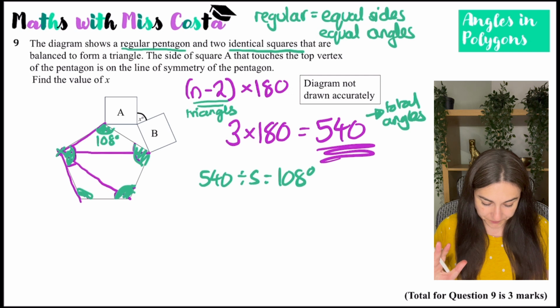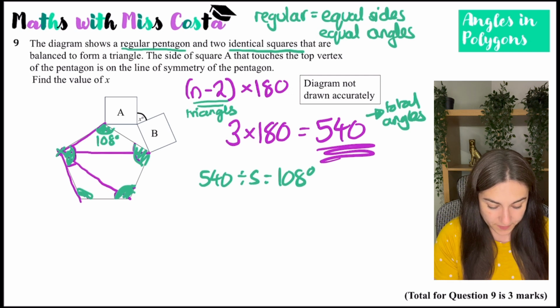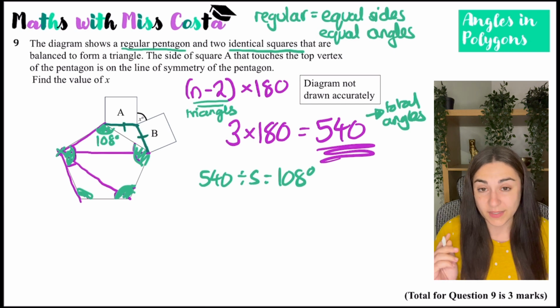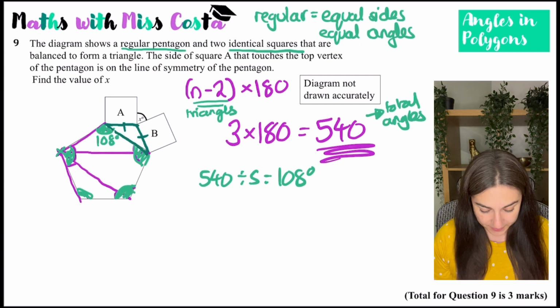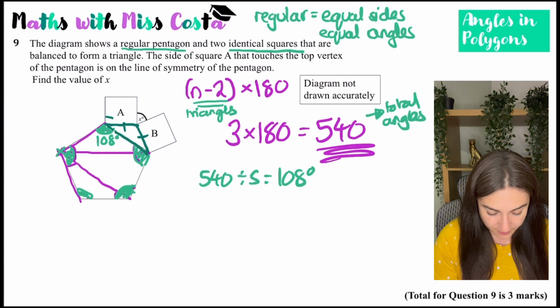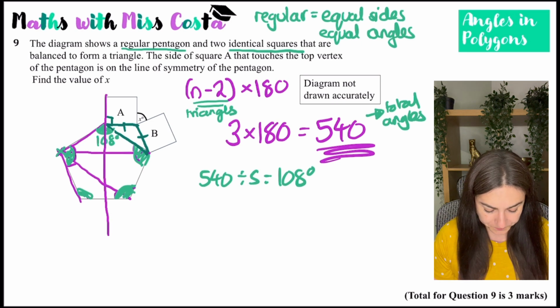Now, what can I do? Okay, so I've been told that these are identical squares, which means this side and this side must be equal. So therefore I have formed an isosceles triangle over here. So that will probably be important. I know that this angle here is 90 degrees. And I also know that this is a line of symmetry here. So therefore, half of this angle, half of 108, is 54 degrees.